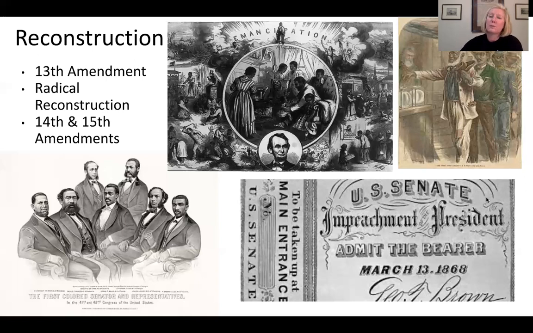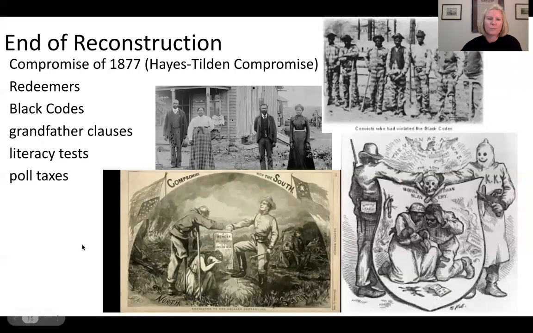He's impeached, but he's not removed from office. But it's also why Johnson only serves one term. So Reconstruction, where it ends is ultimately for a bunch of reasons.